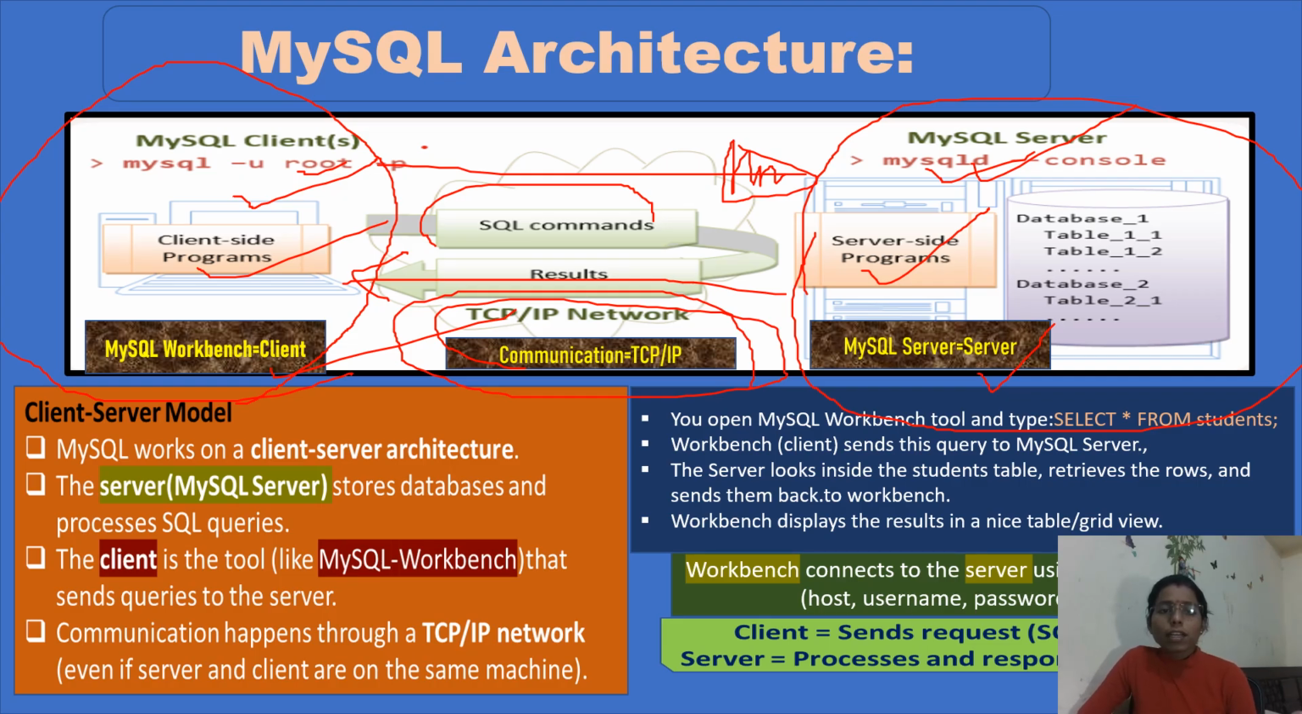Let's see the client server model. MySQL works on a client server architecture. The server is your MySQL server, which stores the database and tables. So the MySQL server stores the data inside the database in the form of tables. The MySQL server stores the databases and processes the SQL queries.